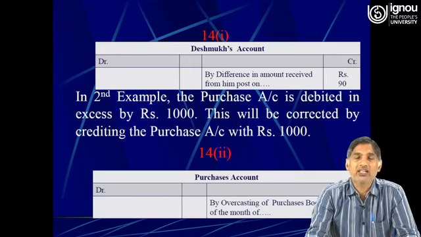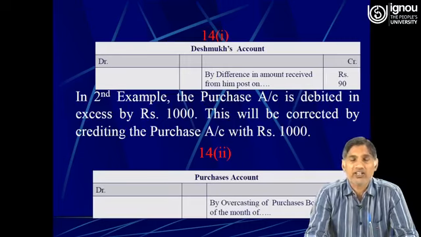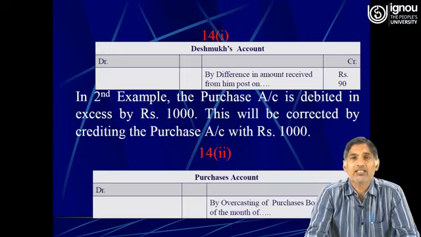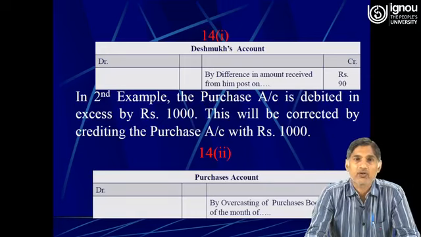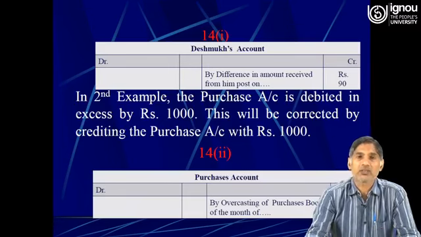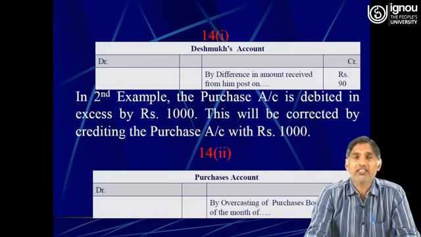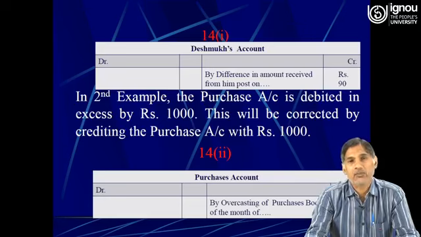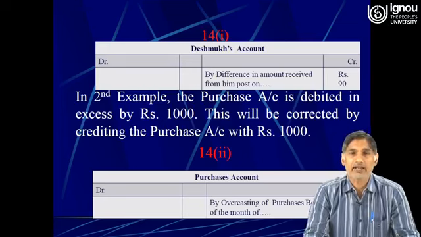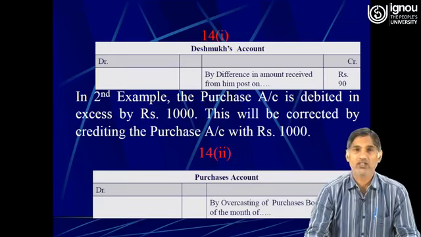So now you can see that in order to nullify the effect of such error in the purchase account, we have written in the credit side "by overcasting of purchase book of the month of so and so rupees 1000", because the purchase account was debited in excess by rupees 1000. Therefore, in order to nullify the effect, we will have to credit the purchase account. Therefore we have written in the credit side of purchase account by overcasting of purchase book rupees 1000.